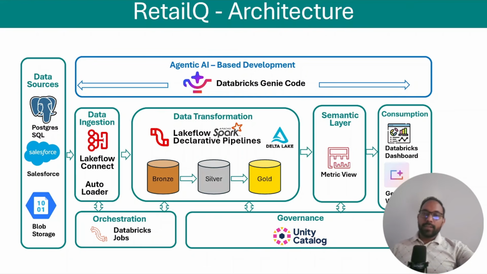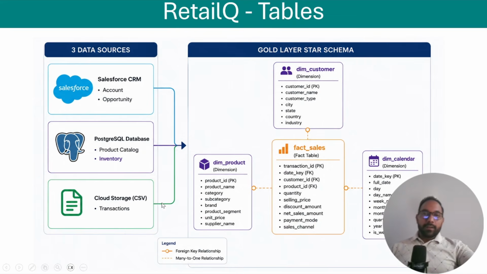We have to do less and less manual coding now. So we will try to use it across our development process and understand how it can improve our productivity. So this is all about the architecture. Now understanding the tables that we are going to use.